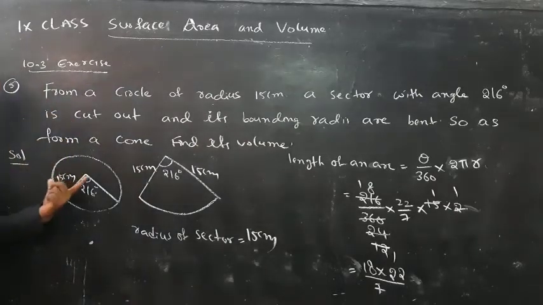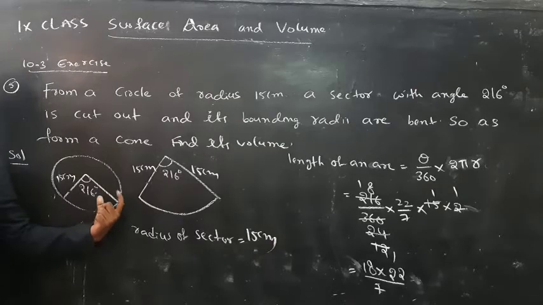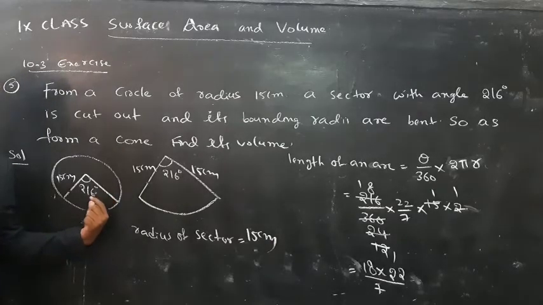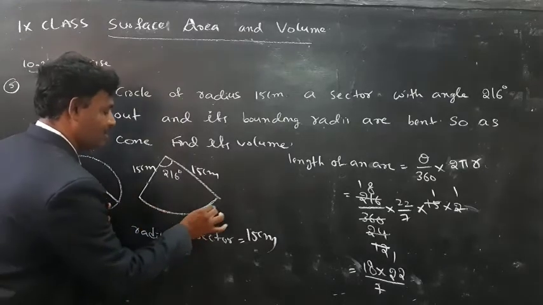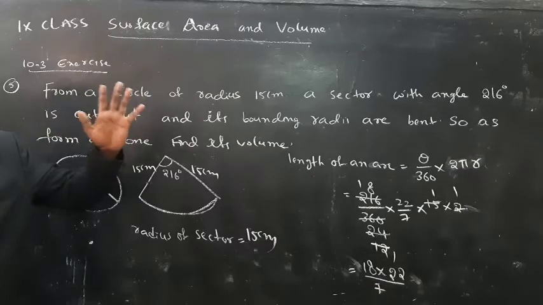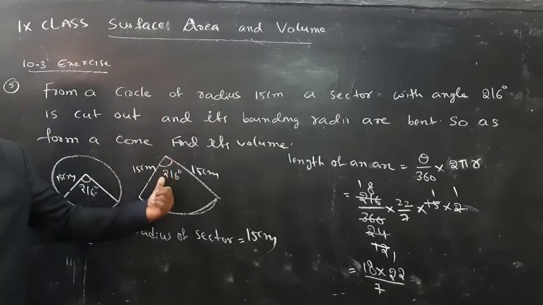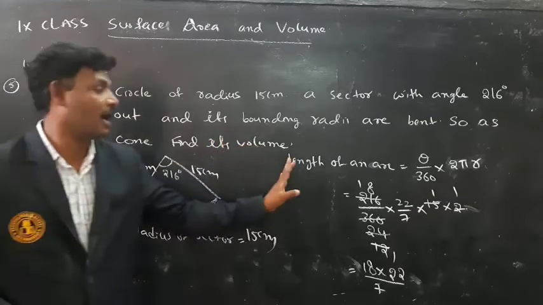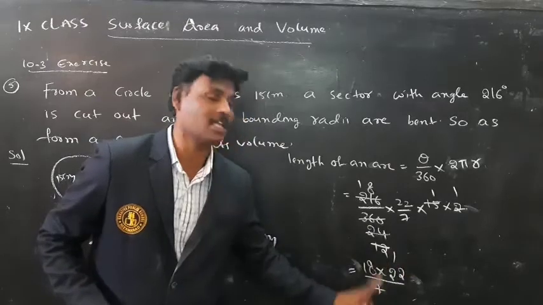Here, what is the question? One circle, from which one sector is removed with an angle of 216 degrees. After removing, I need the length of this arc. The formula to find the length of an arc of a sector is theta by 360 into 2 pi r, where theta is the given angle. After finding this, I got 18 into 22 by 7.